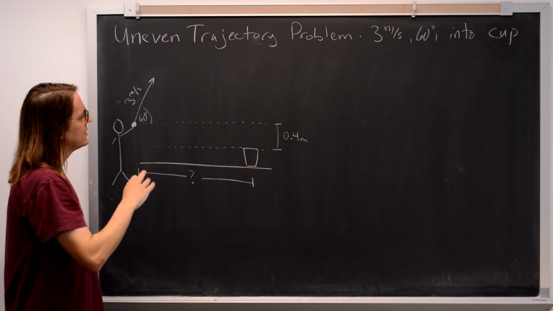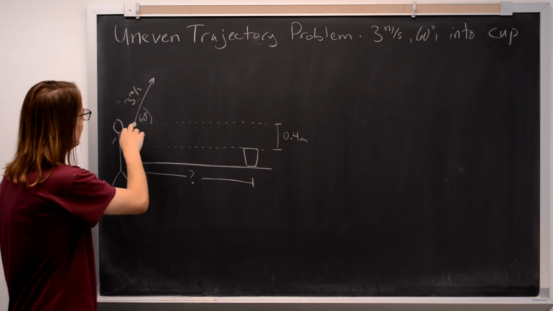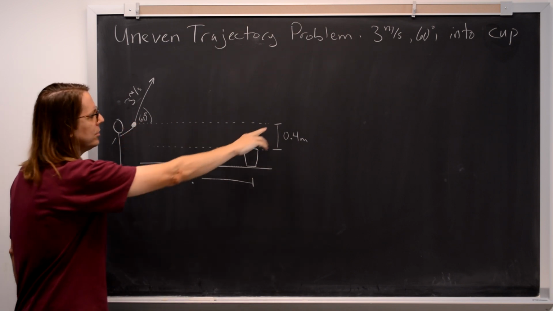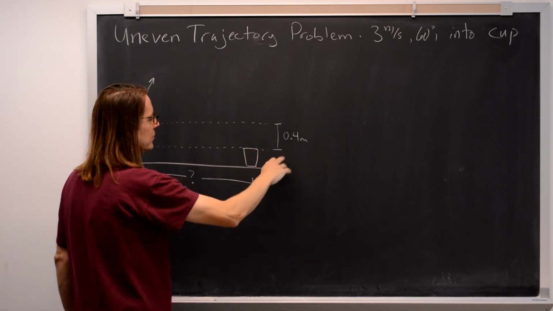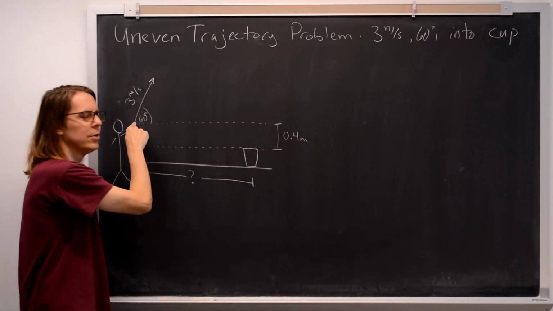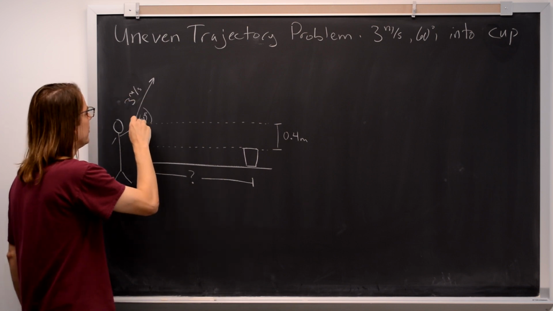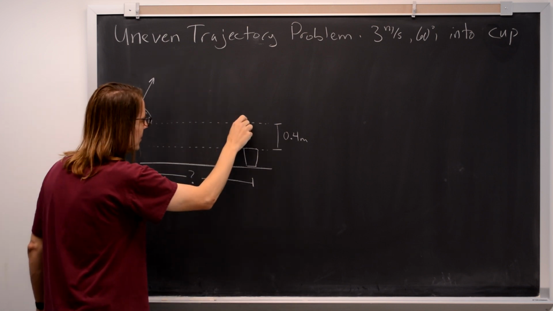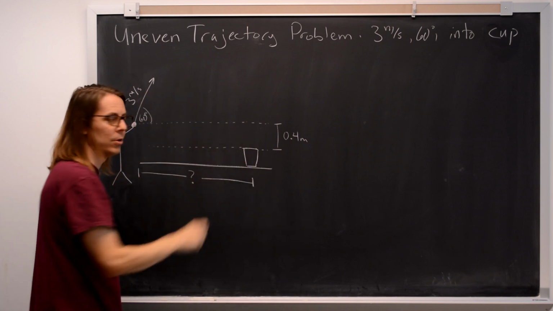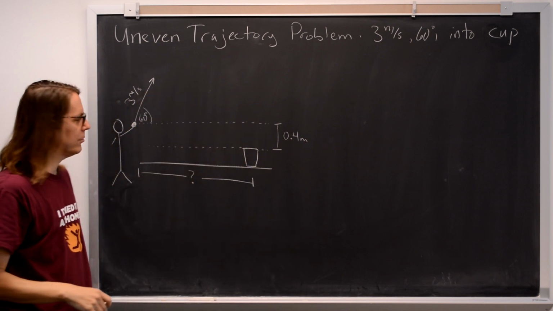And this is an uneven trajectory problem because you can see we're also told that the cup is 0.4 meters, 40 centimeters below the level at which we release the ball. So an even trajectory is one that starts at a certain elevation and then ends at the same elevation. This one has to go a little bit lower. That's what makes it an uneven trajectory.